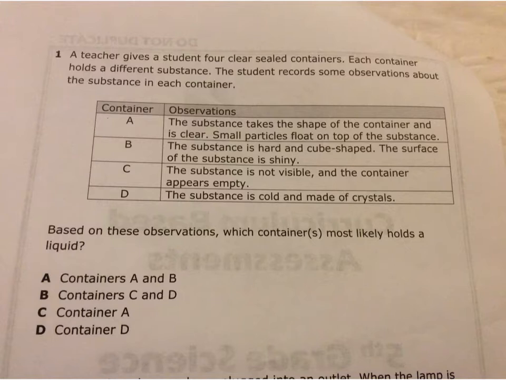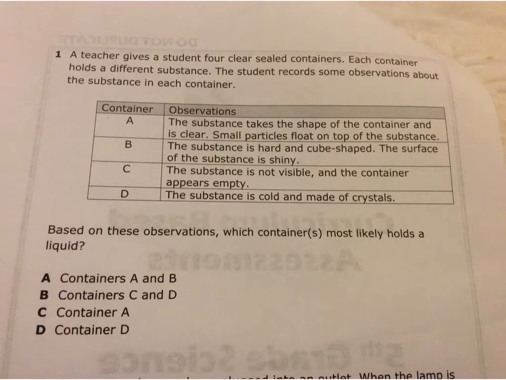Container B. The substance is hard and cube-shaped. The surface of the substance is shiny. Container C. The substance is not visible and the container appears empty. Container D. The substance is cold and made of crystals.